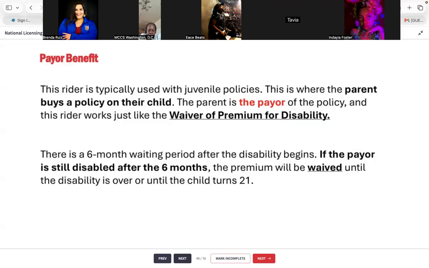So I'm not required to make payments on my children's policies until I am recovered. Again, it begins after 6 months. The premium gets waived until the disability is over or until my child turns 21. Pretty cool benefit.